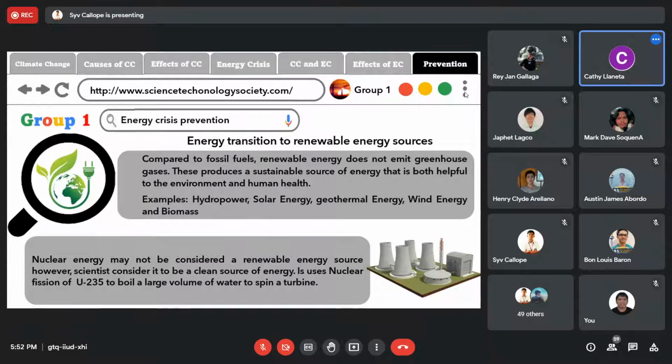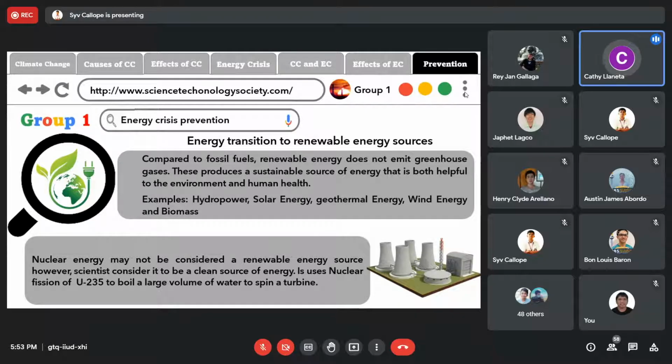Next is nuclear energy. Nuclear energy may not be considered a renewable energy source. However, scientists consider it to be a clean source of energy. It uses nuclear fission of U-235 to boil a large volume of water to spin a turbine.